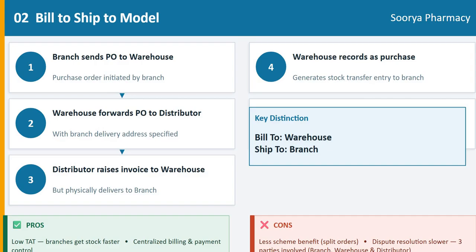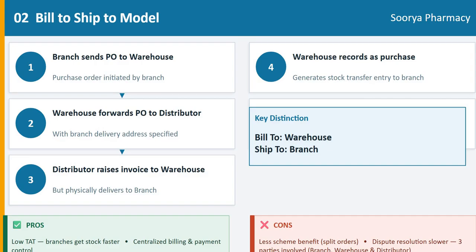If you want to understand the pros and cons of this: here the turnaround time is low, because there is no warehouse involved in between for physical stock. The physical stock doesn't move from distributor to warehouse and then warehouse to branch. It simply moves from distributor to branch, so the turnaround time for the product is low. Also, even if the products are delivered to the branches, the payment is from the warehouse itself, so that's a centralized payment system.